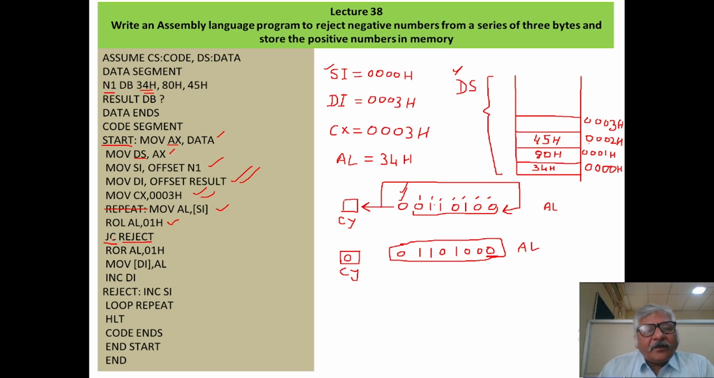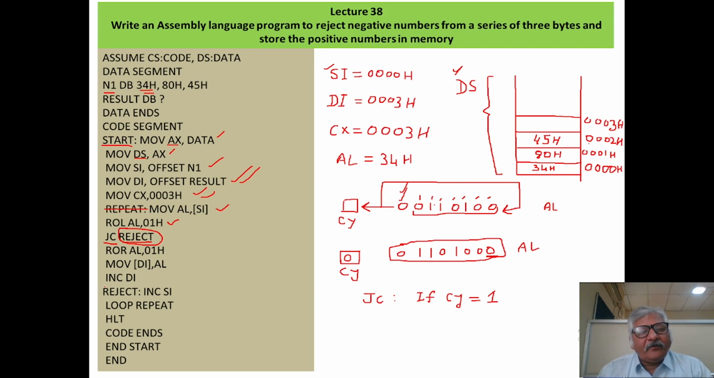So what is the meaning of JC? JC means jump carry. If the carry flag is 1, then jump to the label reject. Wherever I have written the label reject, the program sequence will go there.